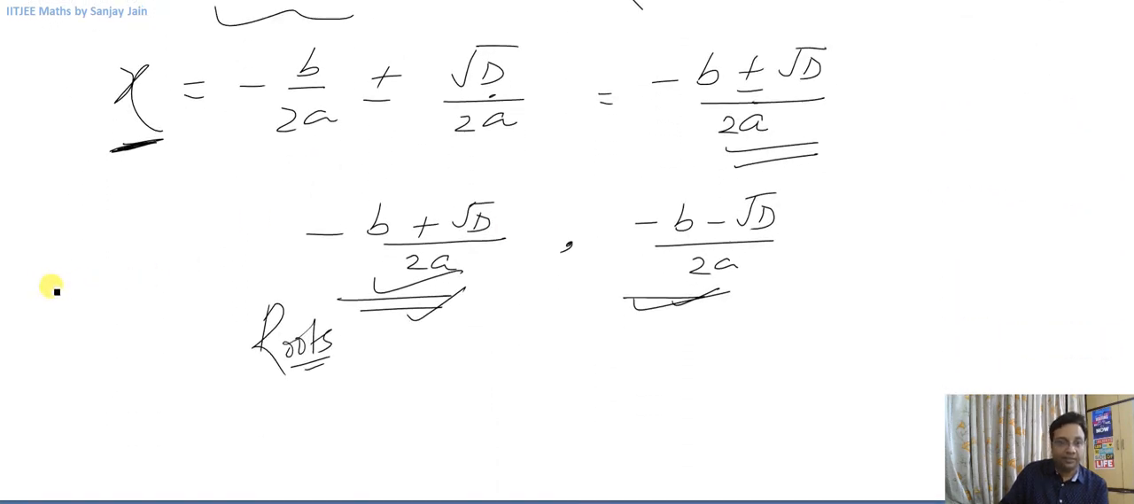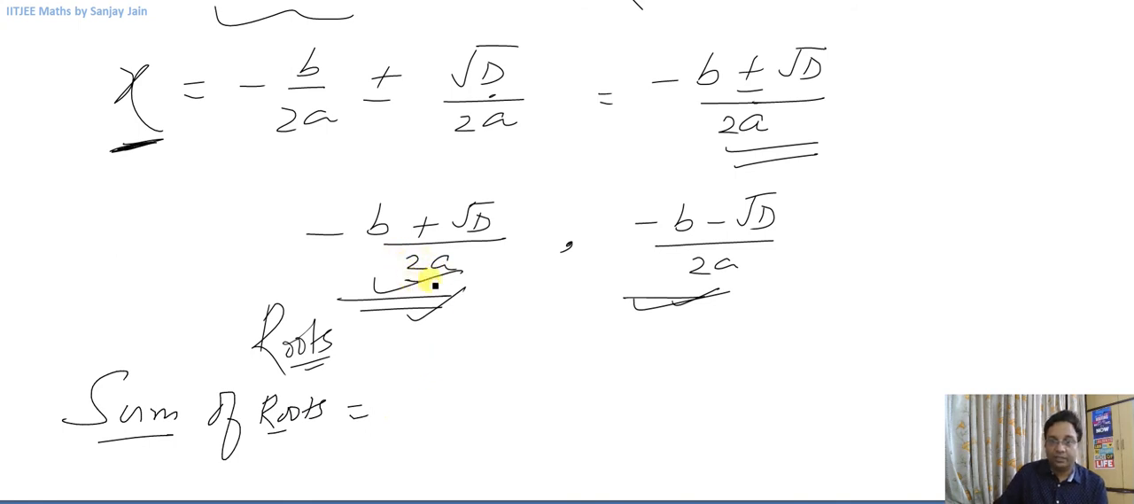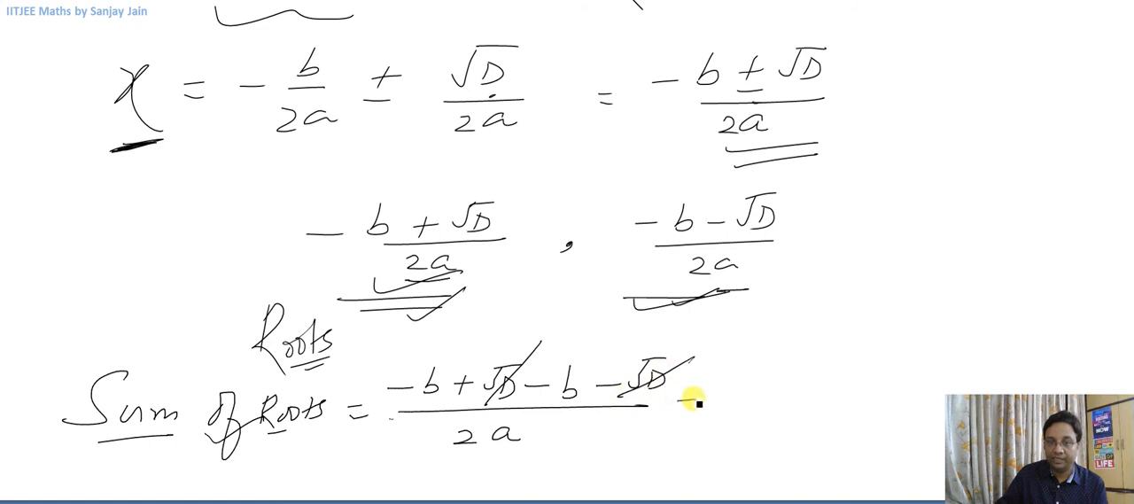Right. So if I add these roots, the sum of roots will be equal to, look at this, the denominator is the same in both the cases, so the denominator will be 2a, and the numerator in this case is minus b plus root d, and in this case it is minus b minus root d. So when I take the sum of roots, this root d will get cancelled, and we get minus 2b by 2a, so it will be equal to minus b upon a.